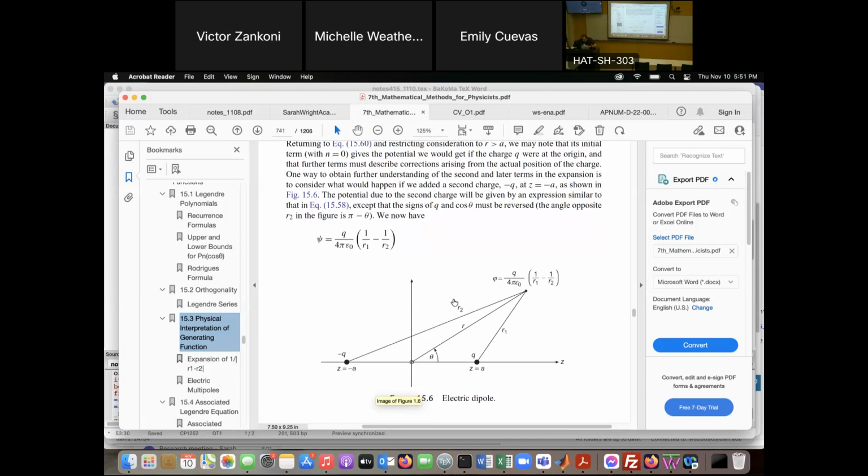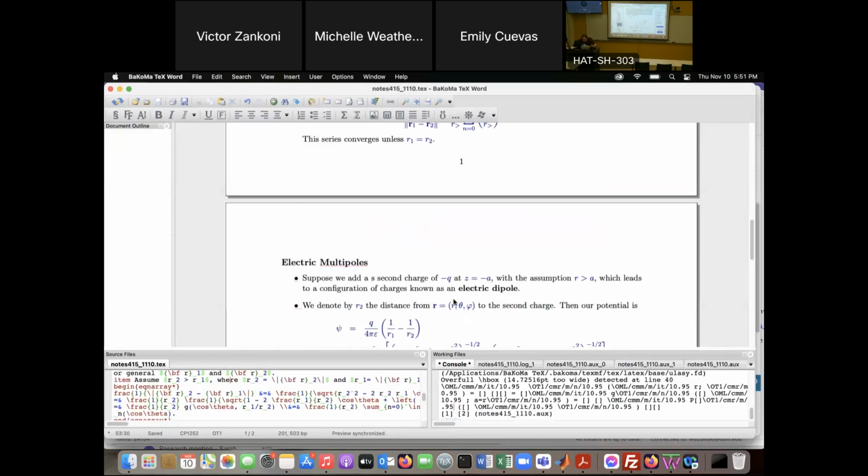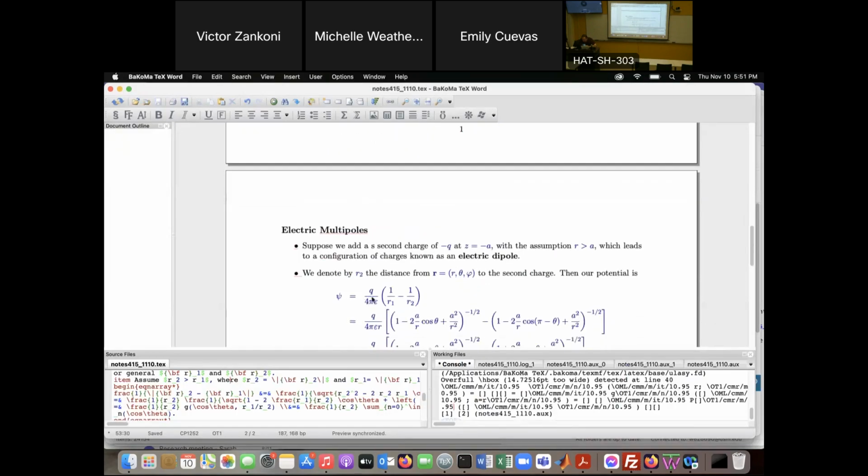So then the potential is expressed by, we use the same formula as before, Q over 4 pi epsilon over R1, but then we subtract that same expression applied to the other charge. We have Q for this one and minus Q for this one. So really, you're adding all the charges together, they have to have opposite signs.